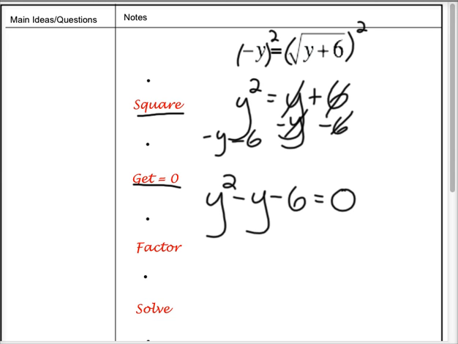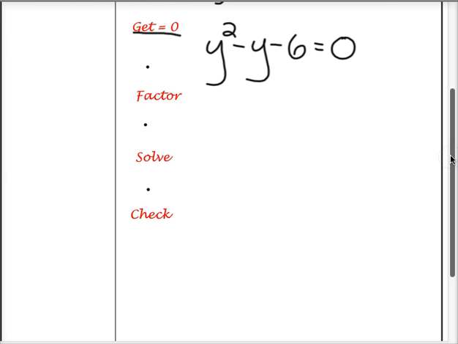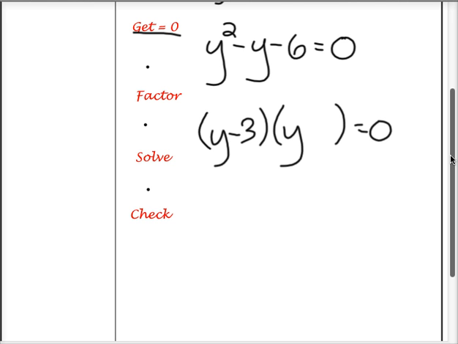Now that we have a quadratic that is set equal to 0, we can begin our factoring process. So to factor this, we're going to get our two parentheses, our y's. Now we need it to multiply to negative 6 and add to negative 1.